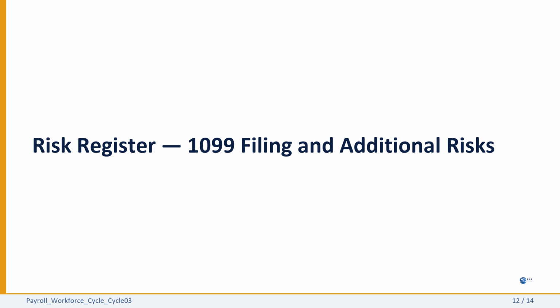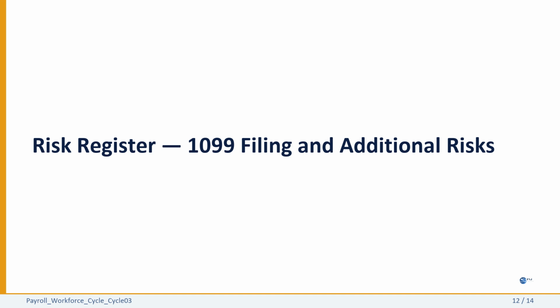3 additional risks complete the register. Failing to file, or filing the 1099 NEC late, carries a per-form IRS penalty that escalates for intentional disregard, and it is rated high because the January 31 deadline is firm and penalties scale with volume.